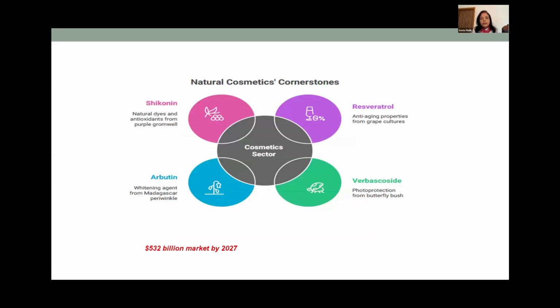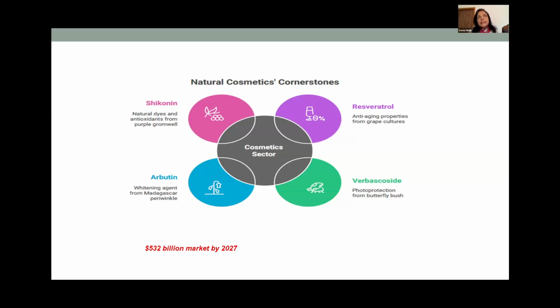And now this is the overall scenario in case of cosmetics. There are many natural compounds, for instance, resveratrol obtained from the grape, and shikonin from the Lithospermum species or the Arnebia species, and arbutin, and there are many more. These are just common examples which are commonly used.